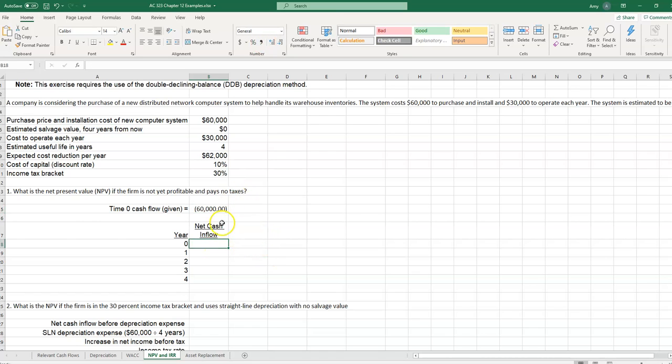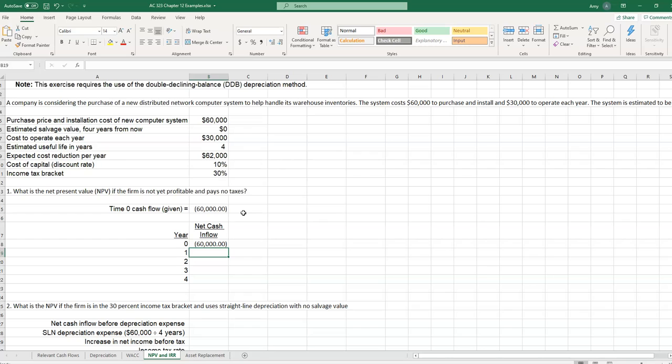So that is our first year cash. Okay. To determine our other years' cash, we have very different situations. So in our first situation, what is the net present value if the firm is not yet profitable and pays no taxes? So we don't have any taxes. We don't need to worry about the tax shield on our depreciation.